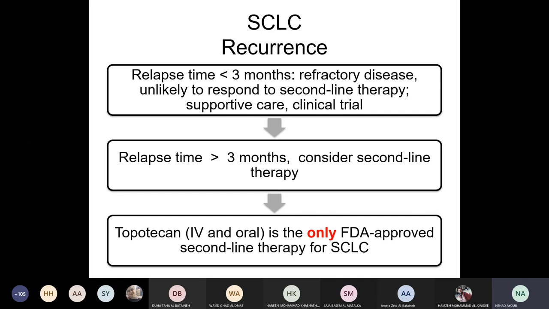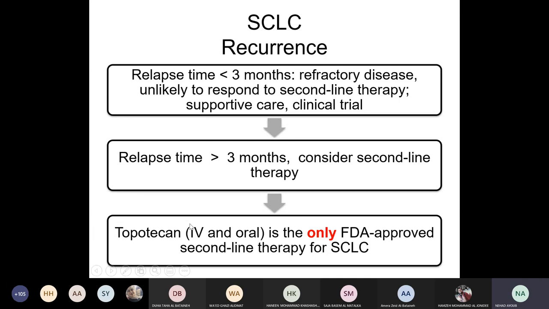If the relapse time is above 3 months, the patient returned with the disease more than 3 months later, here we can try second line chemotherapy. The only FDA approved drug to treat second line relapsed small cell lung cancer is topotecan.